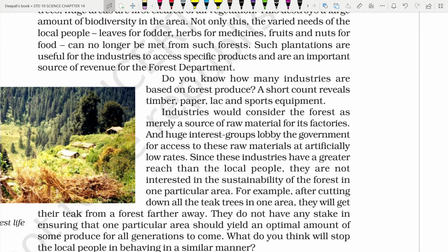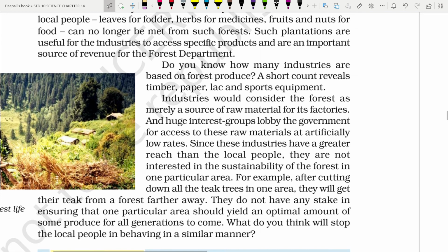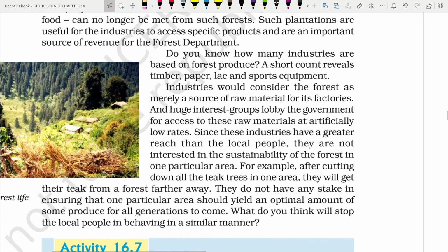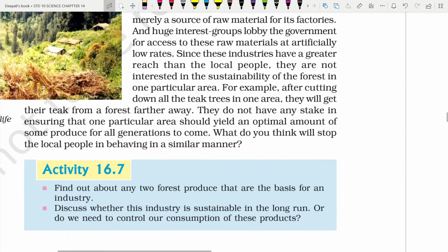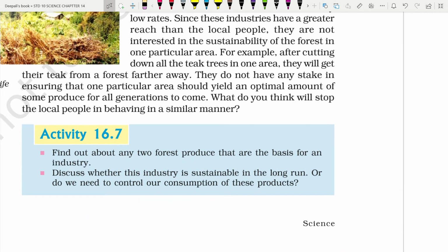They are not bothered to replenish that area. They do not have any stake in ensuring that one particular area should yield an optimal amount of some products for all generations to come. What do you think will stop the local people from behaving in a similar manner? Find out any two forest products that are the basis for any industries.